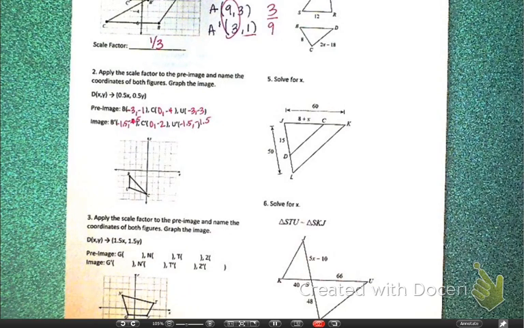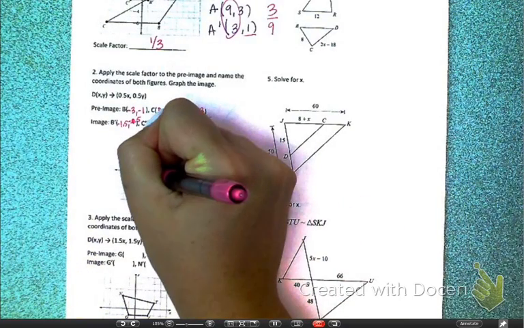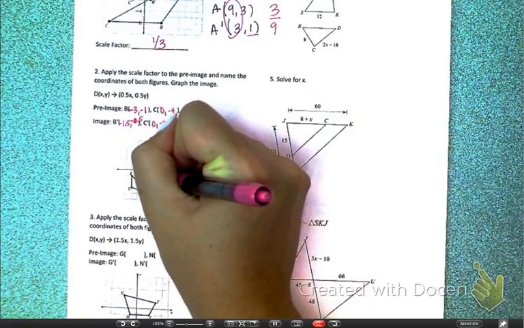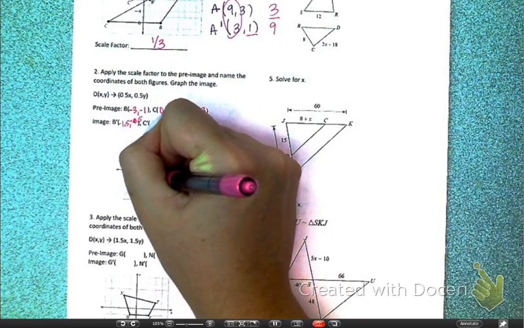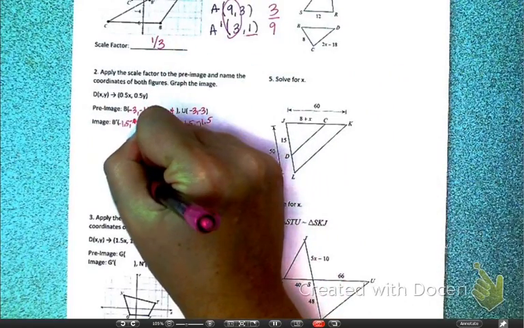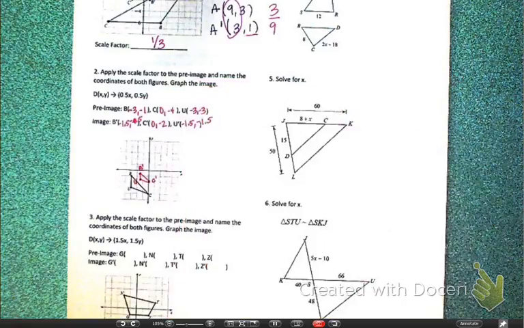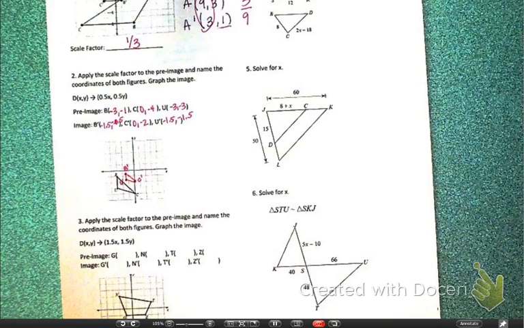What should happen to my figure? It should get smaller, right? Because my scale factor is 1/2. It's less than 1. So when I graph, negative 1.5, negative 0.5 is B prime. 0, negative 2 is C prime. And negative 1.5, negative 1.5 is U prime, and this should be your new figure. Still a triangle, it's just a smaller triangle. Still okay? Okay.